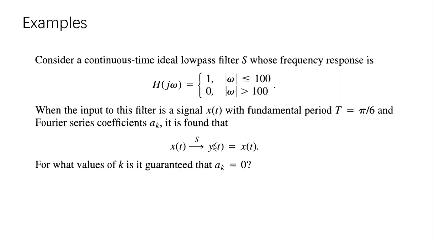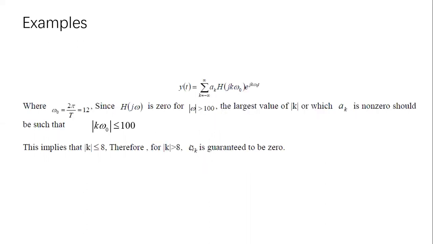If we want y(t) to be equal to x(t), we must guarantee that a_k is equal to zero for the absolute value of k larger than 8. So this is the answer.